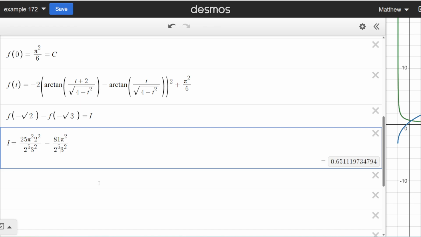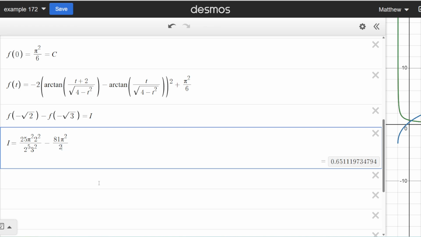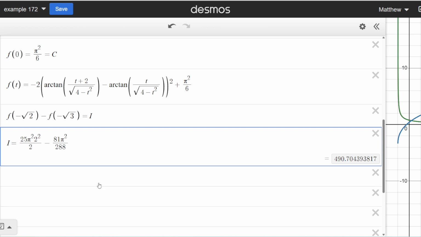All right, 2 to the 5th is 32, let's just see what this is. That's 288. And then this is a 4, so that's 100. 100 minus 81 is 19. So 19 pi squared over 288 is the answer. All right, guys, that was a long one, but I hope you enjoyed this, and we'll see you next time.